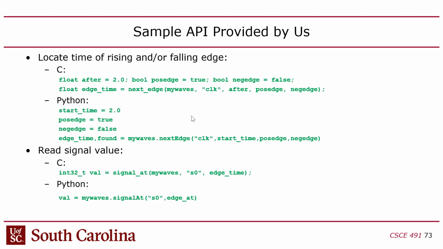And then pos edge and neg edge are Boolean flags that tell it which edge you're looking for. Positive edge means rising edge, negative edge means falling edge, and if they're both 1, it'll look for either edge. Then, of course, the name of the signal you're interested in, in this case clock. The first parameter is the pointer to the waves object. And then there's signal at, which will tell you the state of the signal at a certain time, given the name of the signal and the time. With just those 2 functions, you can run through the trace and interpret it.